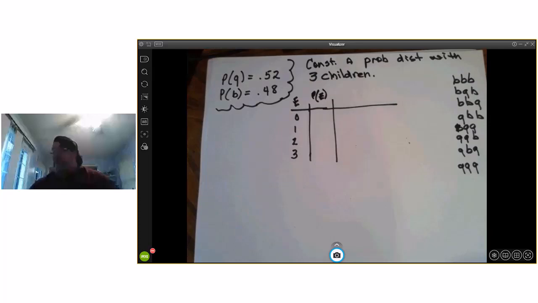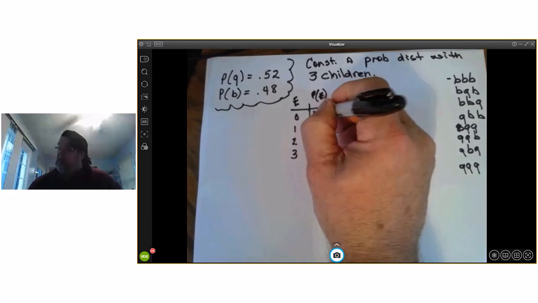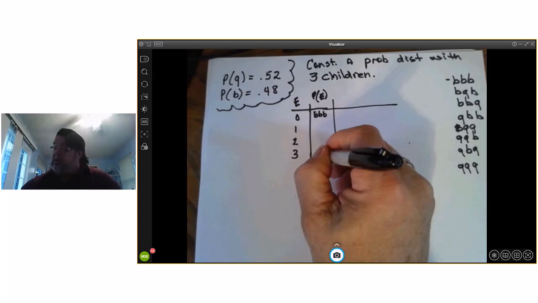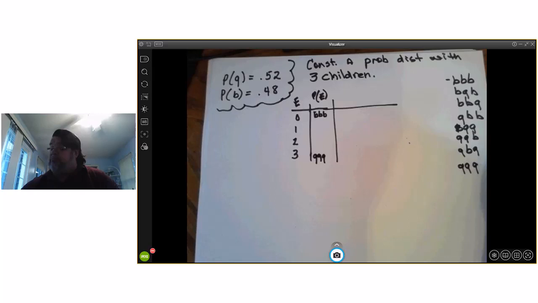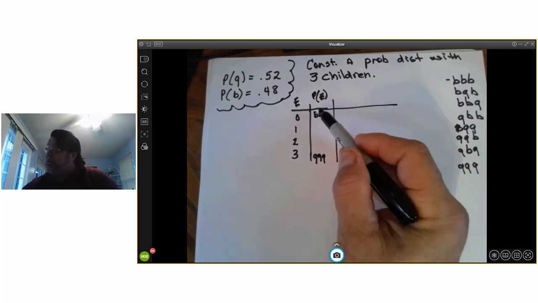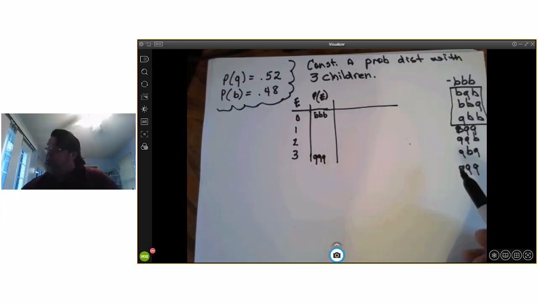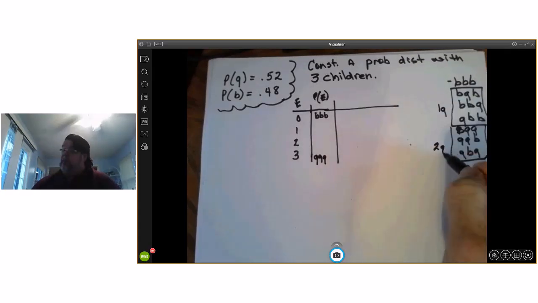Okay, there's 1 0 girl, and that's boy, boy, boy. So that's boy, boy, boy right there. And then this is 3 girls. That's girl, girl, girl. And then in the middle, you got one girl. 1 girl would be here, and 2 girls would be here.